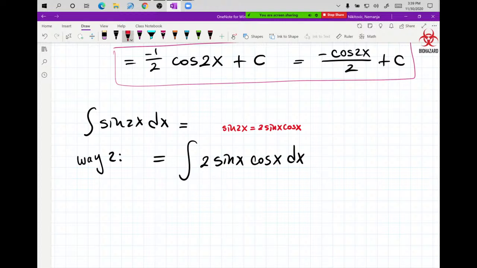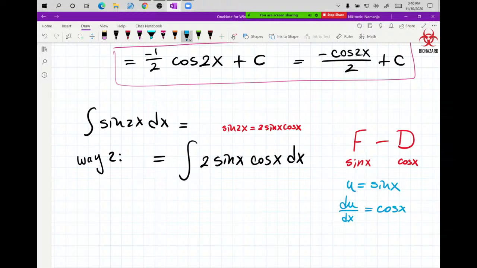So now what is my function derivative pair? Oh wait, derivative of sine is cosine. So that's my sine x, that's my cosine x, because derivative of sine is cosine. I have a function derivative pair, which means immediately I know that u is equal to sine x. Then du dx, the derivative of sine, is cosine x. That matches what I have up there. And then I just move my dx to the other side to solve for du.